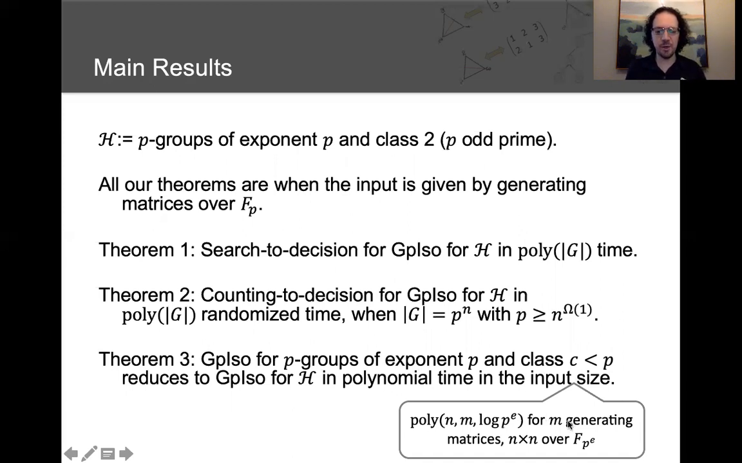So if my input consists of m matrices that are each n by n over a field of order p to the e, the input size here is polynomial in n, m, and log p to the e. And so this reduction is polynomial time in that. This may now raise the question for you of, well, we said that theorems 1 and 2 were also in this model by generating matrices, but we're reporting the runtime here as polynomial in the order of the group. So what is the real running time here?